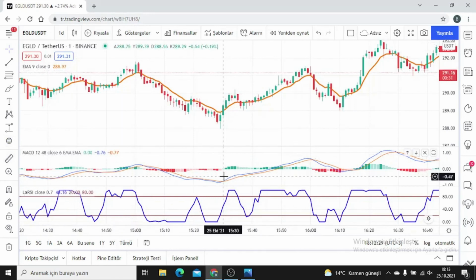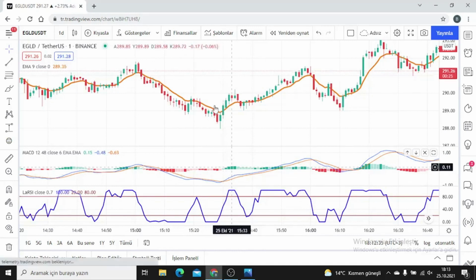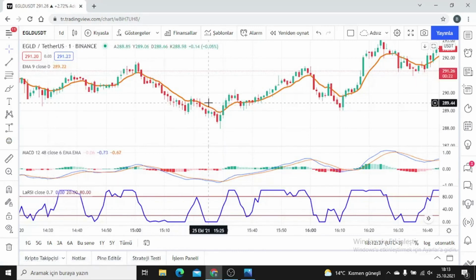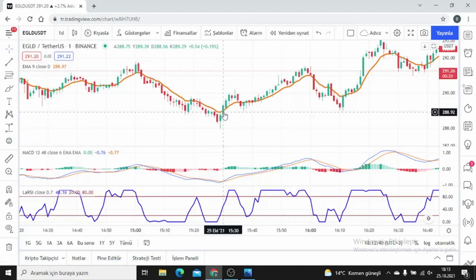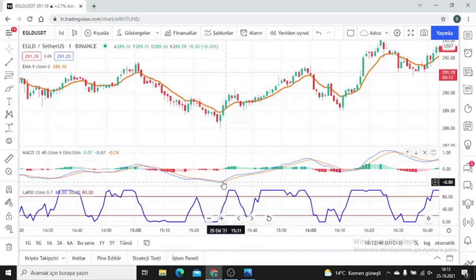Let's show you guys. Let's start here. We are trading on the 1-minute chart. First we look at the MACD with the input settings I give. MACD here crossed the blue upwards and formed a buy signal. But here the price needs to close above the 9-day moving average. We need to pay attention to this.